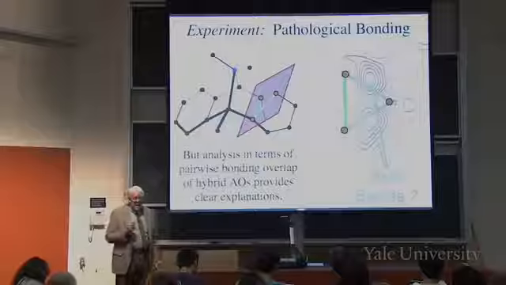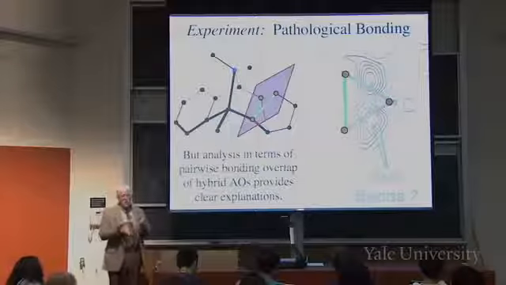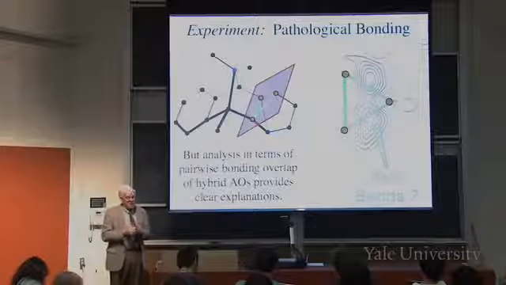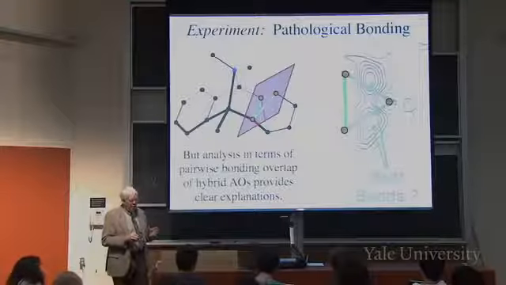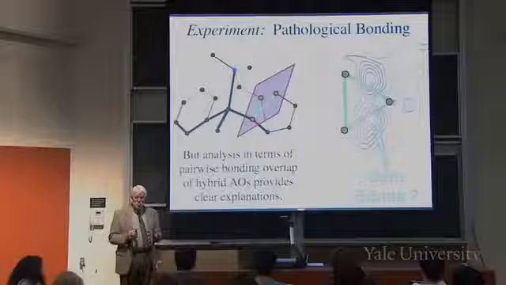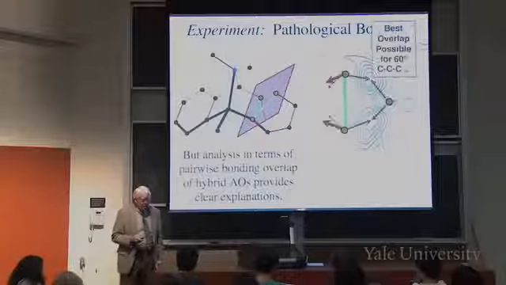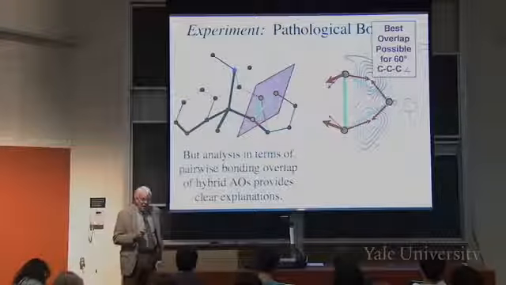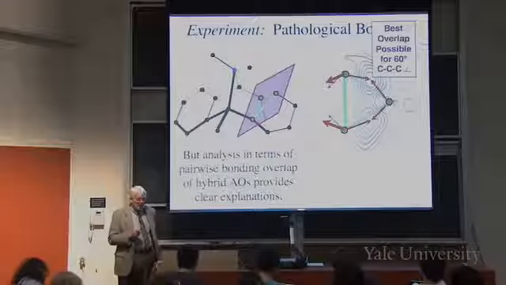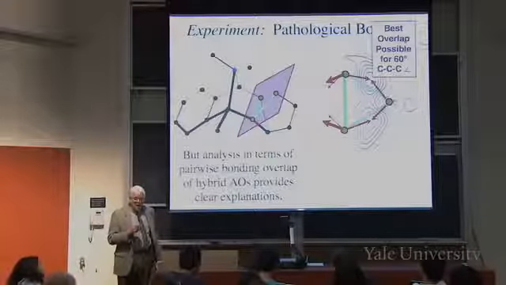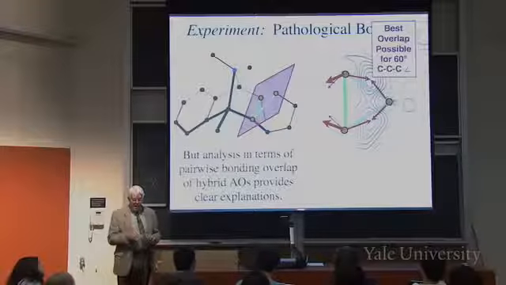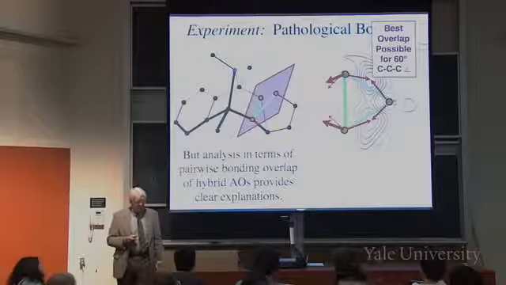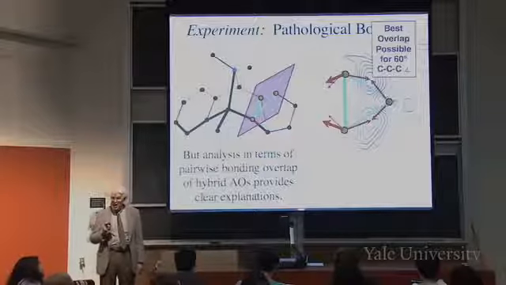Okay? But analysis in terms of pairwise, that is, don't go over the whole molecule, just look at two atoms adjacent to one another making a bond. So just a very local view, pairwise bonding overlap of hybrid atomic orbitals explains these two pathologies. So let's look. First, I will assert that the best overlap you can get between hybrid orbitals on these carbons is, if the nuclei are arranged in an equilateral triangle, so 60-degree angles, the best hybrids you can get point at the angles shown by the red arrows here. They do it in order to get the best overlap.